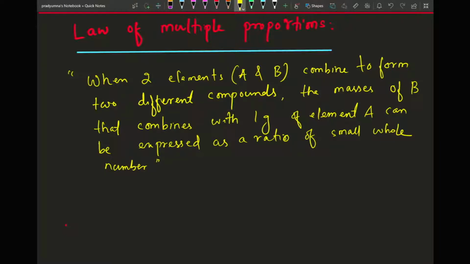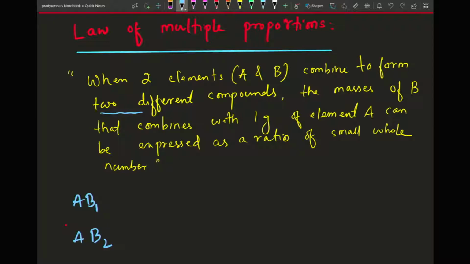Hello, everyone. In this video, we will discuss the law of multiple proportions. So let's look at what this law tells us. When two elements A and B combine to form two different compounds, so let's write that down, we have two different compounds, AB1 and AB2.